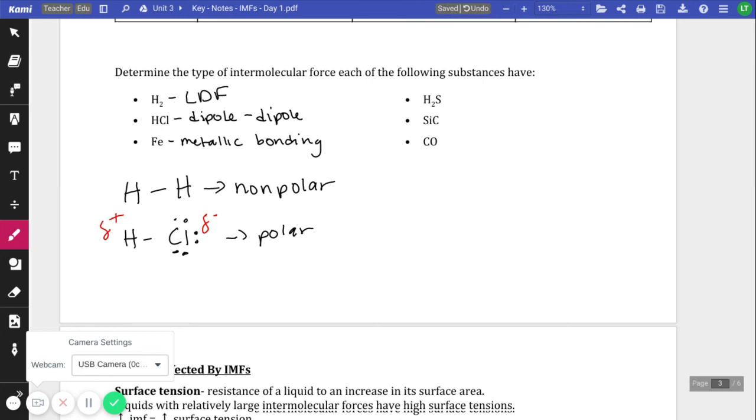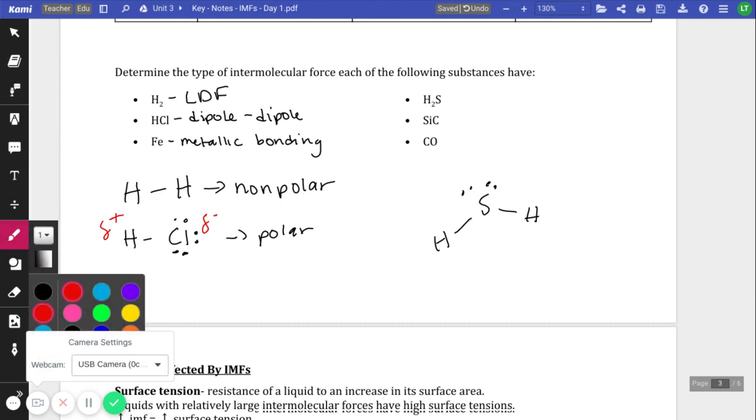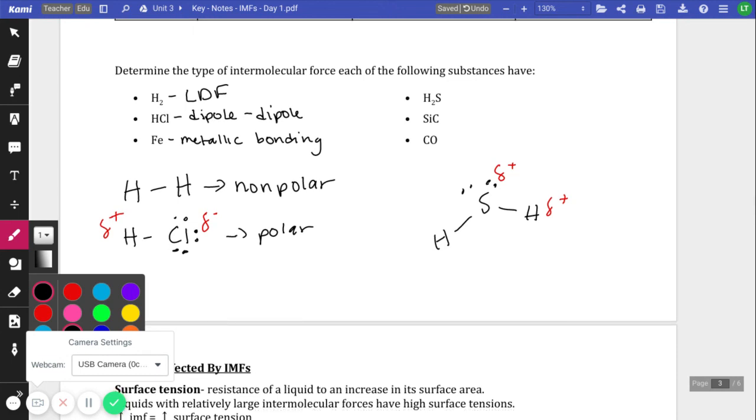Next we have H2S. I'm just going to quickly draw my Lewis structure here, and it looks like this. H2S is a polar compound. Our S has that slightly negative charge, and our H has that slightly positive charge. So we do have a polar compound again. Since it is polar, it does have hydrogen, but again, doesn't have nitrogen, oxygen, or fluorine. So the type of intermolecular force here is dipole-dipole.